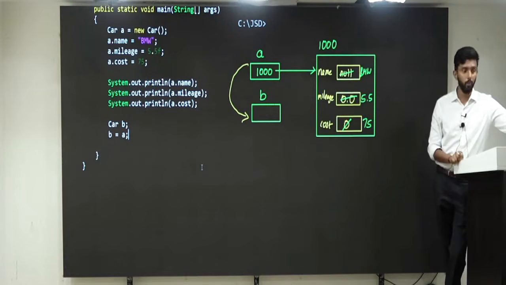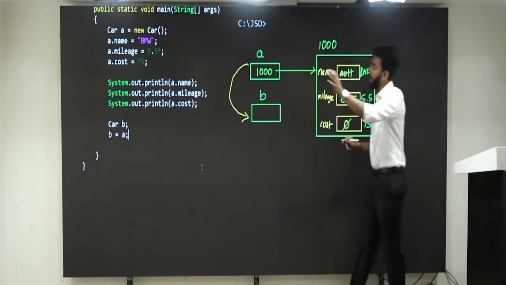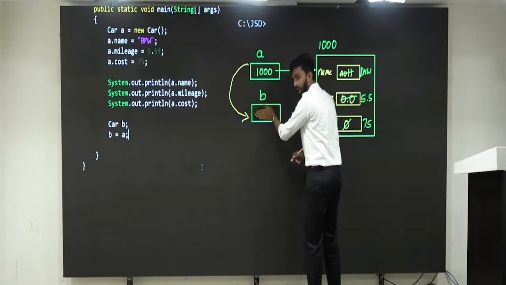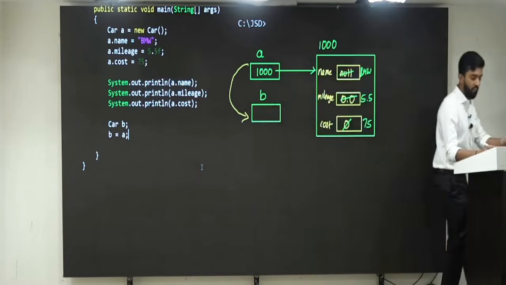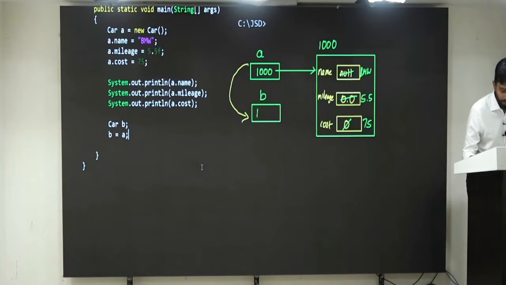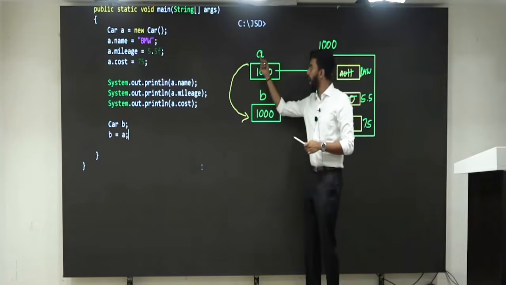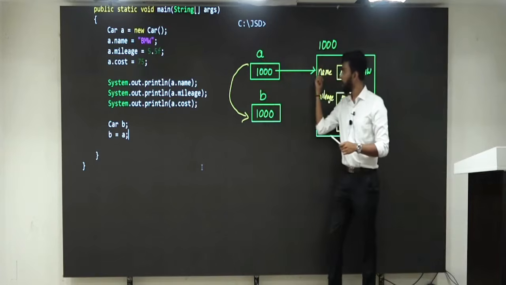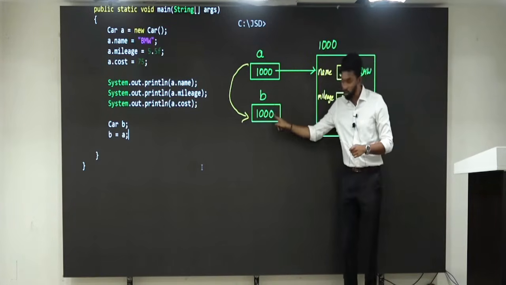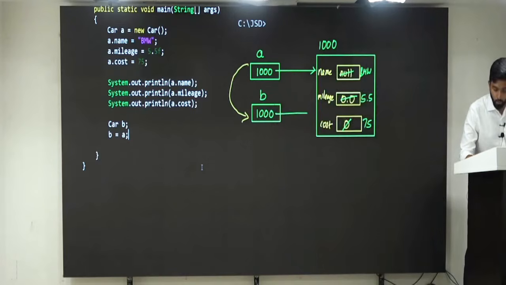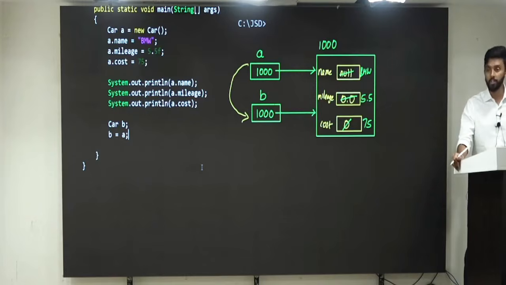Address, not value. Address inside one reference variable, I am assigning it to another, which means even B is now going to get 1000, and this 1000 is not value, it is address, which means if A had 1000, it started to point here. If B also has 1000, then even B will start to point to the same object. I hope you will understand.